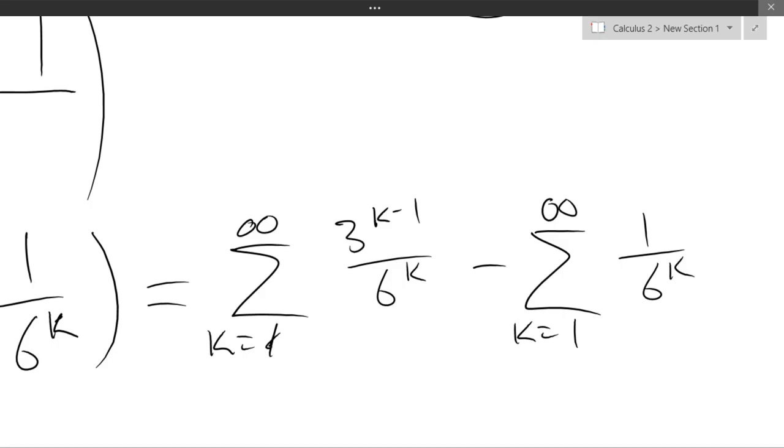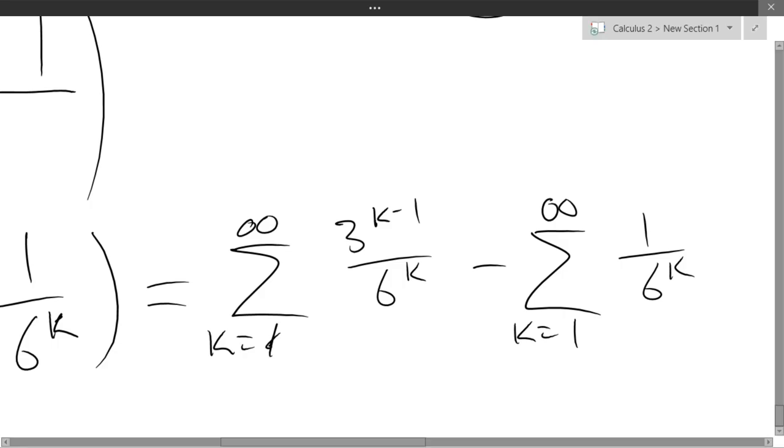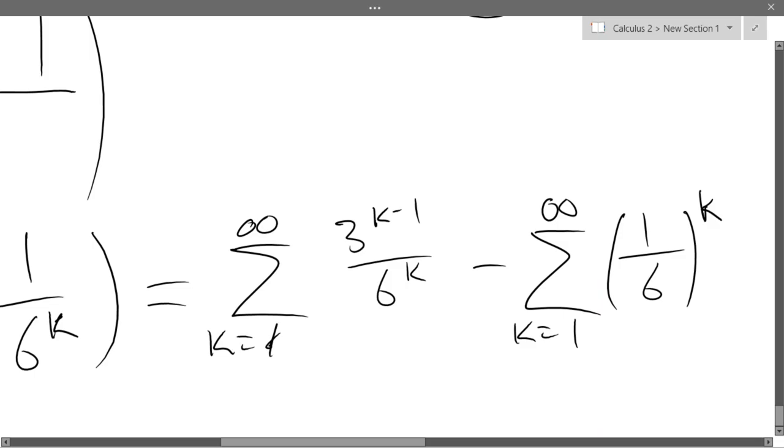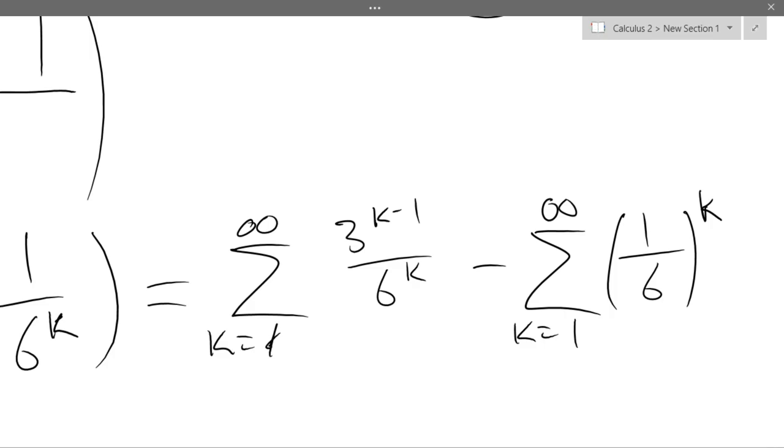What type of series is that? Geometric. That is geometric. What is r? 1/6. So I can write 1 over 6 to the k as (1/6) to the k power. So this one's definitely going to converge. What about the first one? 3 to the k minus 1 over 6 to the k.